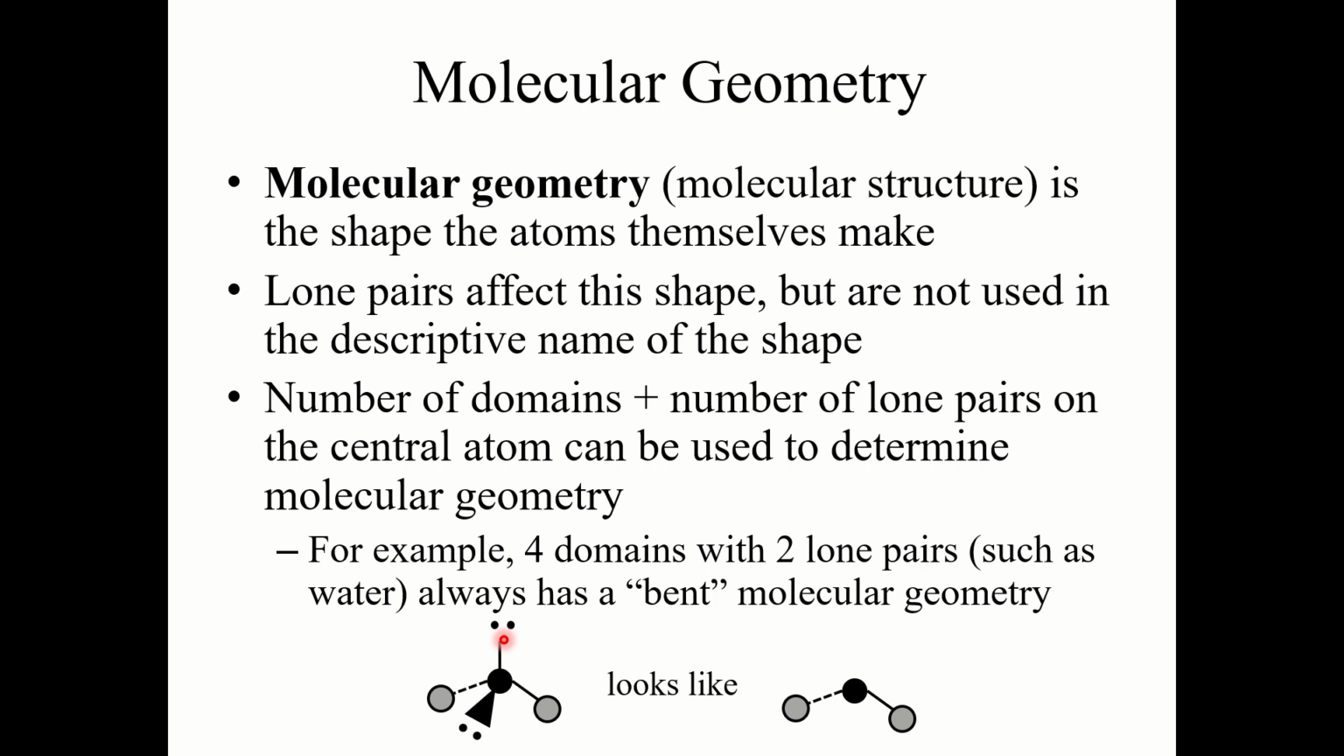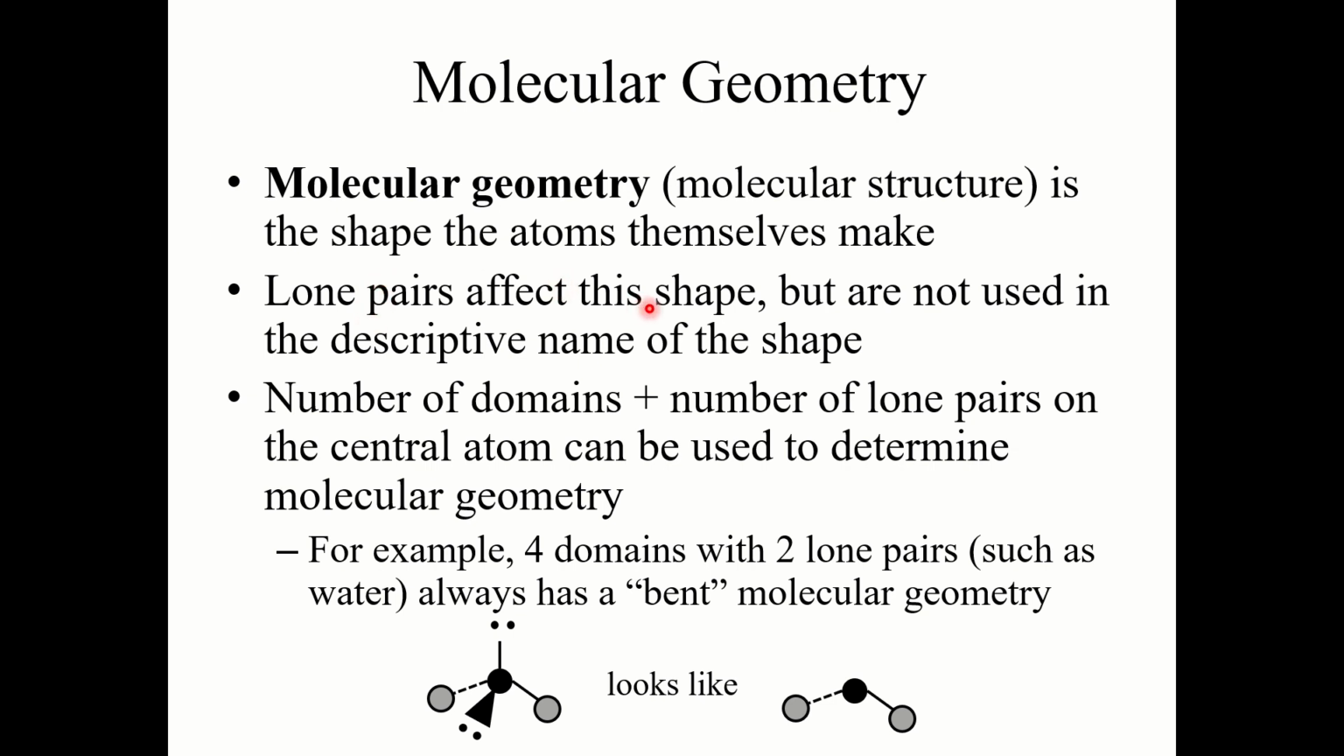Okay, so now molecular geometry is the actual shape the atoms make in 3 dimensions. So electron domain geometry is the shape molecules have just based upon their electron domains. But the molecular geometry is the actual shape the atoms themselves make. Now sometimes the electron domain geometry and the molecular geometry match, but they do not always match. And the reason for that is because of lone pairs.